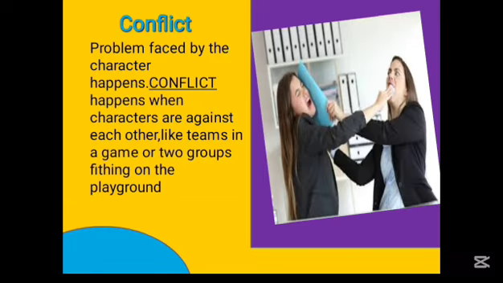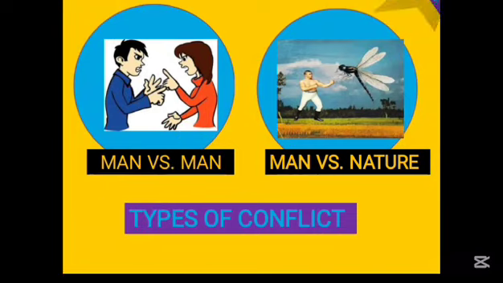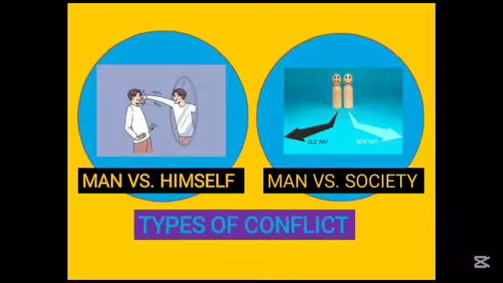Conflict, the problem faced by the character. Conflict happens when characters are against each other, like teams in a game or two groups fighting on the playground. Types of conflicts: man versus man, man versus nature, man versus himself, man versus society.